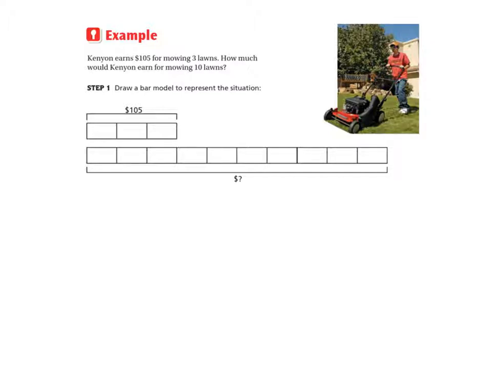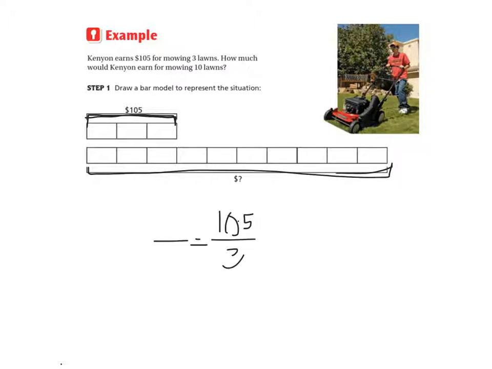So if he earned $105 for 3 lawns, how much did he earn for 10 lawns? So we need to find how much is in one block and then just multiply it up until we get to 10. So here's what we're going to do. We're going to set it up like a problem we saw in 4.6. 105 for 3 lawns. We're going to work backwards to find how much for 1 lawn.